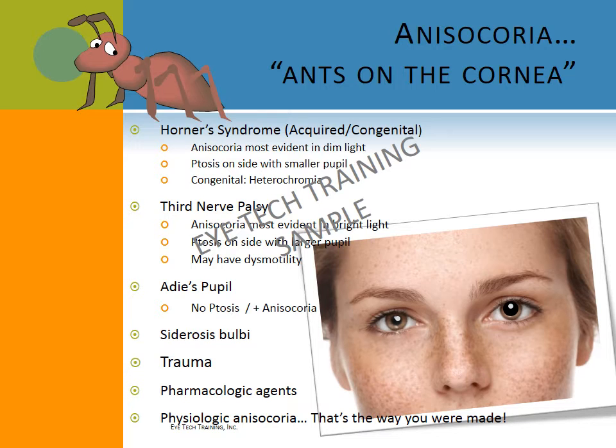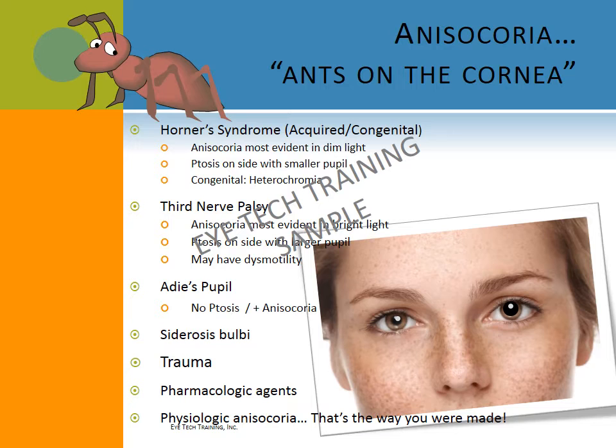Now, the pupil is not always involved in a third cranial nerve palsy. Diabetic third cranial nerve palsies usually will not have pupil involvement. If the pupil is involved, though, typically the pupil will be mid-dilated, 5 to 6 millimeters. They also may have a dysmotility. Typically, their eye will be deviated down and out.